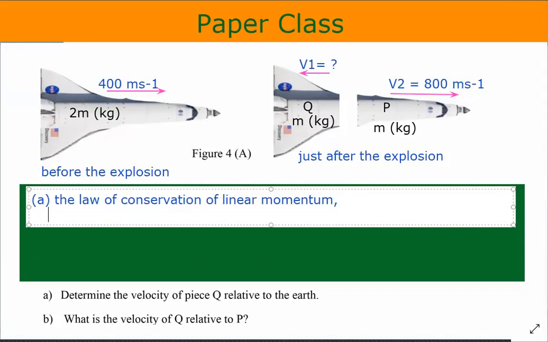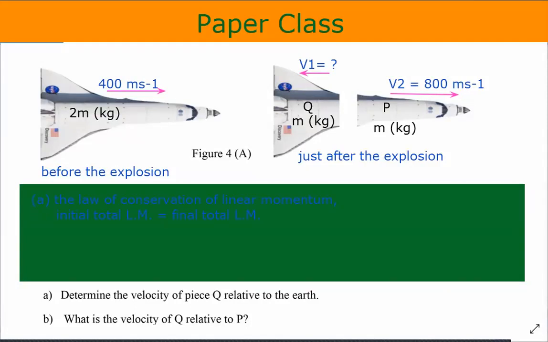It means the initial total linear momentum, let me use the letters LM for linear momentum, should be equal to the final total linear momentum. But here we must select a direction, because linear momentum is a vector. Therefore we must indicate a direction. As objects are moving to the right hand side, I'll take the direction of linear momentum to this side. So this is the direction that I use.